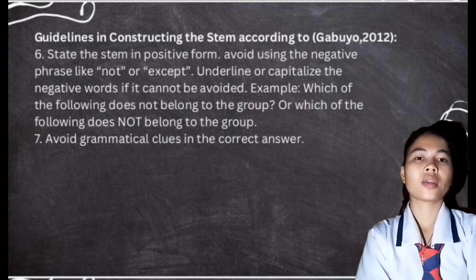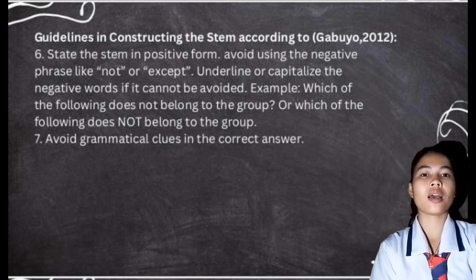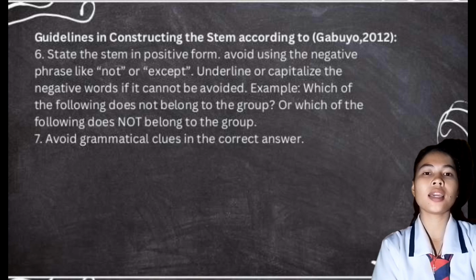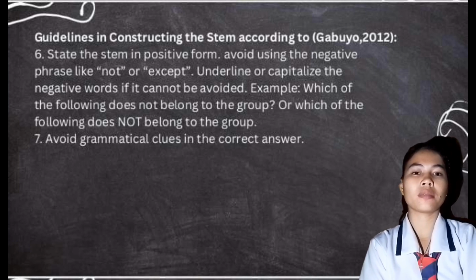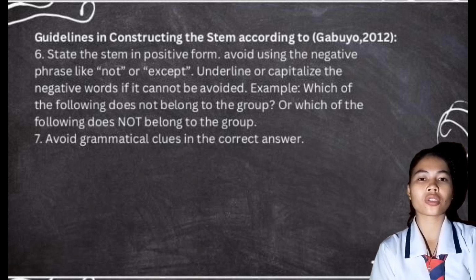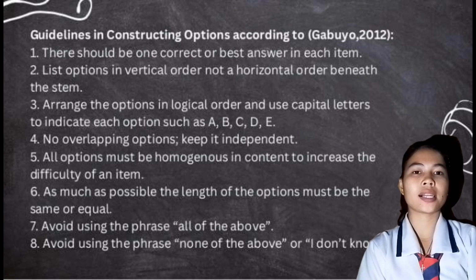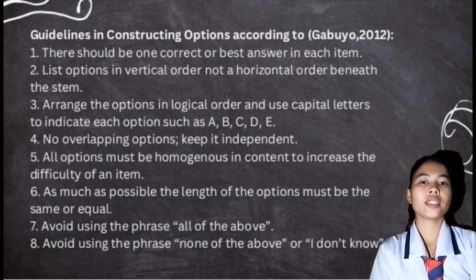So, in the guidelines in constructing the STEM, writing STEMs as questions promotes clarity, engagement, and critical thinking. And so, avoiding blanks in completion type tests and presenting the entire problem in the STEM ensures clarity, standardization, and effective assessment. Now, let's proceed to the guidelines in constructing options. There are 8 guidelines in constructing options.